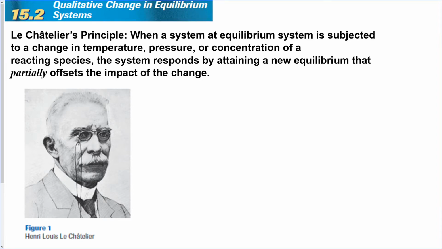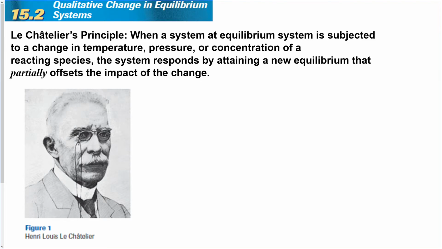Henri-Louis Le Chatelier was a French chemist and engineer, born almost two centuries ago, who worked in chemical industries and, through a lot of experimentation, learned how to maximize the yield of products in chemical processes. The results of his experiments created what we call Le Chatelier's principle.